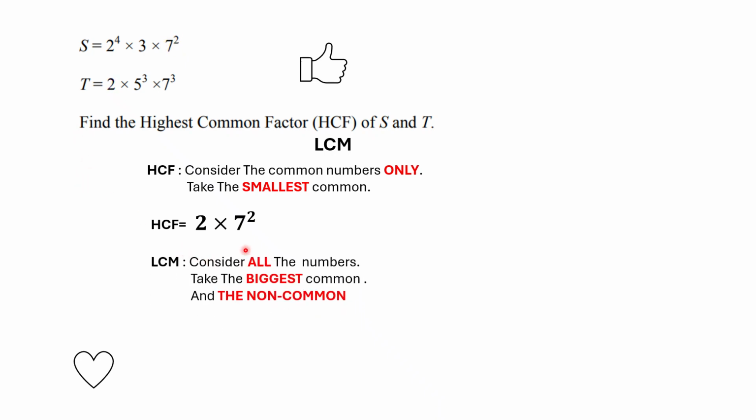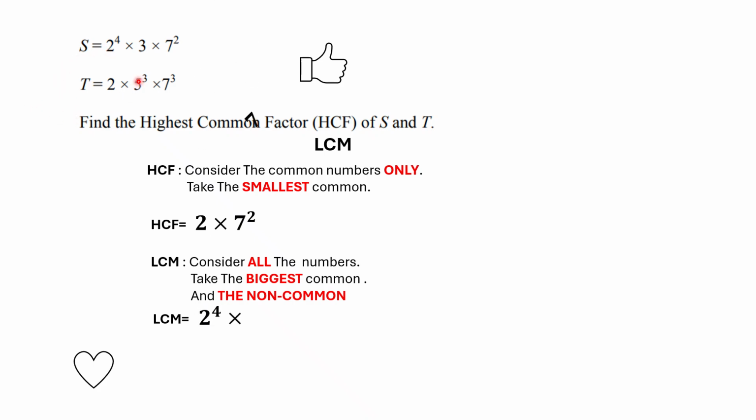The least common multiple. Consider all the numbers. So we will look at all the numbers. Take the biggest common and the non-common. So let's go back to the common numbers. 2 to the power of 4 and 2. These are common. So which one do we take? Take the biggest. So we'll take 2 to the power of 4.